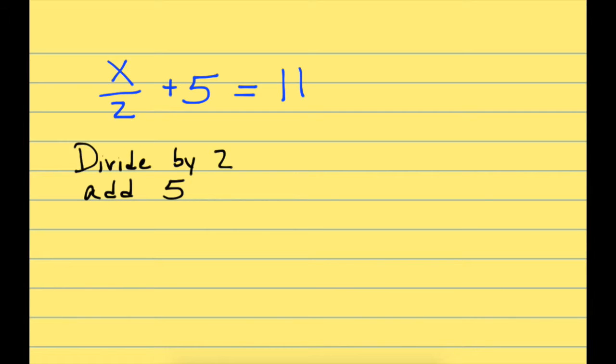So in order to get x by itself, in order to solve for x, what I'm going to do is the exact opposite steps and the exact opposite order. So what's the opposite of adding 5? Subtracting 5. And what's the opposite of dividing by 2? Multiplying by 2. So those are the steps and the order that I'm going to use to solve this equation.